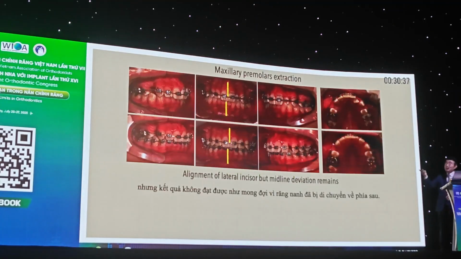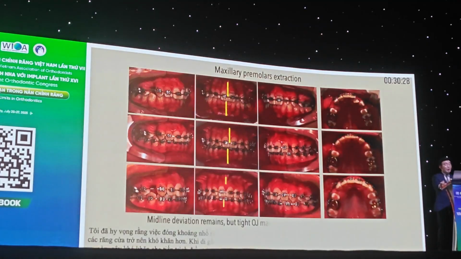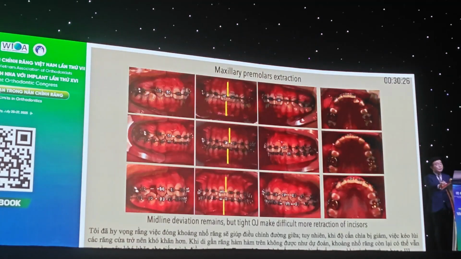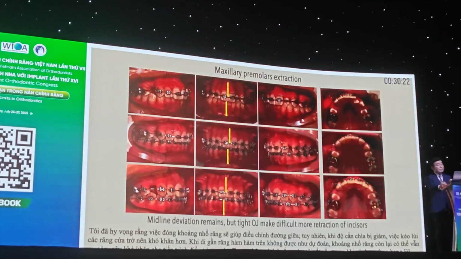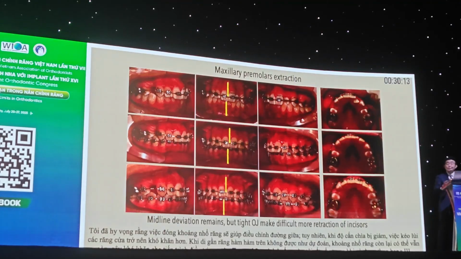But the midline did not show a significant advancement as the canine wall is displaced posteriorly. I had hoped that closing the extraction space would improve the midline. However, as overjet diminished, it became increasingly challenging to retract the incisors. When the forward movement of the maxillary molars is less than anticipated, residual extraction space may arise, complicating further progress.